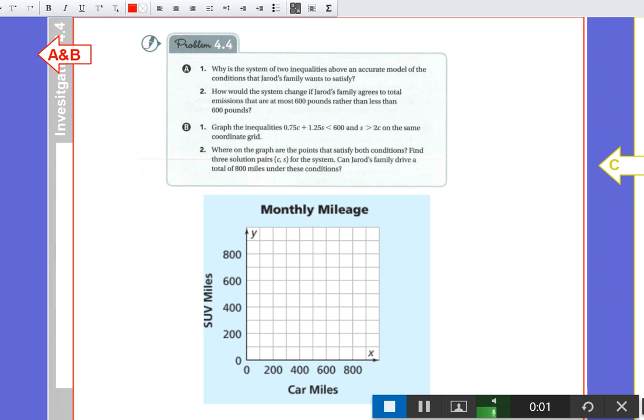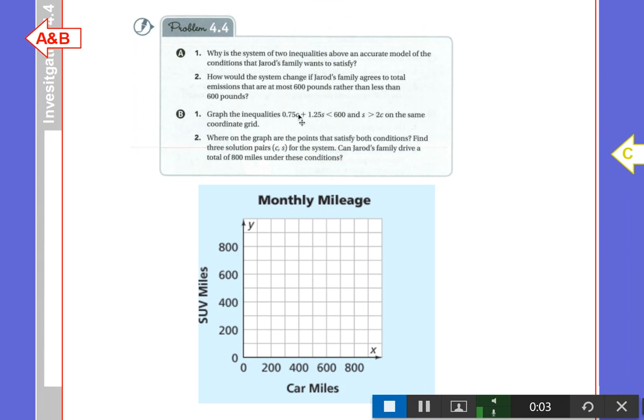All right, so we are going to be graphing these two inequalities. Why is the system of two inequalities above an accurate model? I think we can appreciate that the inequalities given are both correct. How would the system change if he agrees the total emissions are at most? Well, if it's at most, it means we could get 600, so then we'd have an equals sign underneath this thing. All right, so let's get to graphing.